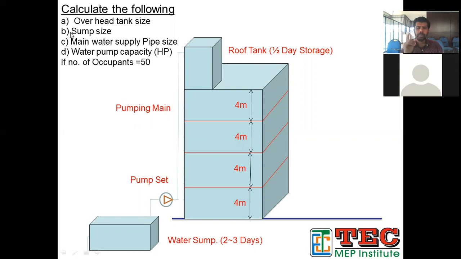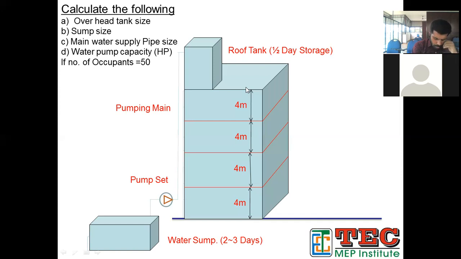Okay, the main pump size, and water pump capacity. We have to know the capacity of the pump, and only one thing is given: the number of occupants is 50. So the number of occupants in this apartment or building is 50, and we have to find out the overhead tank size, underground tank size, main water supply pipe size, and water pump capacity. If you know all these things, whatever project you may get, it is very easy for you, if you have an idea about how to do this project.